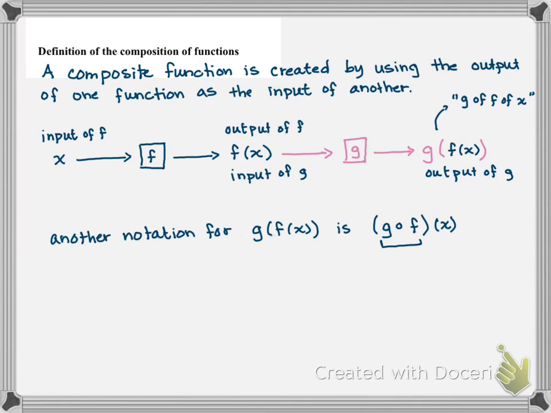So the composition of g and f. And then the input of the composition is x. So when you have a composition, your input is your original input, and then your output is your final output. So the input of our composition function is this, and the output of our composition is this. We're not really going to use that notation. It's sort of going out of style.